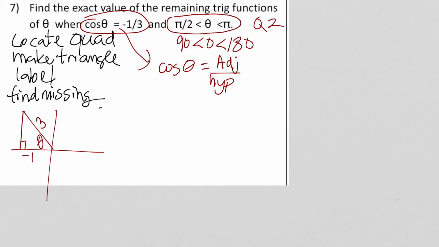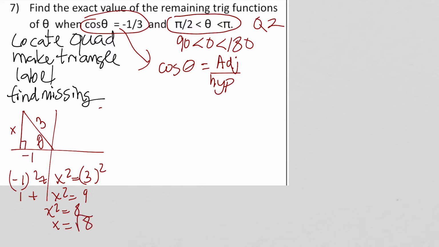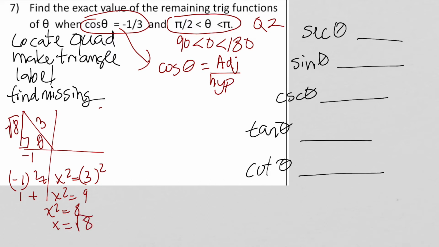We need to figure out the third side, so I'm going to use Pythagoras. And I'm going to work it out. This is 1. So I'm getting the square root of 8 as the third side. All right, now I need to use these 3 numbers to figure out these 5 trig functions on the right.